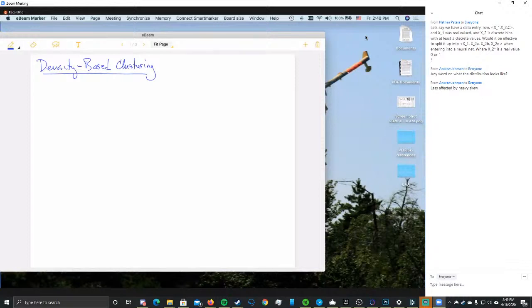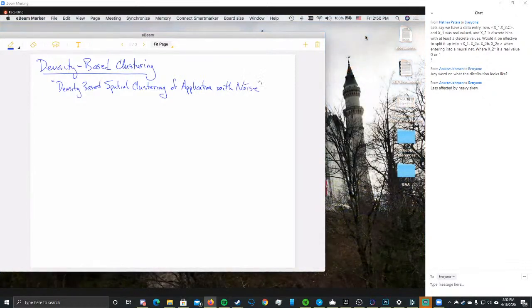Okay. This is actually a neat algorithm. The full name is density-based spatial clustering of applications with noise. In other words, DBSCAN.